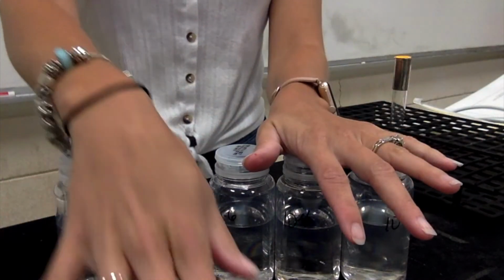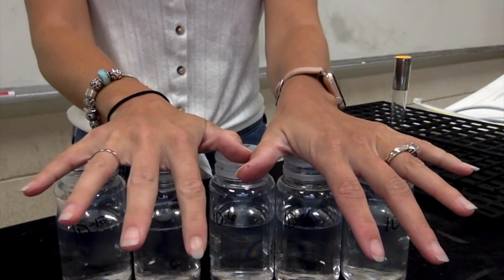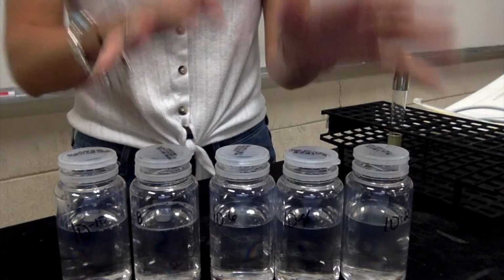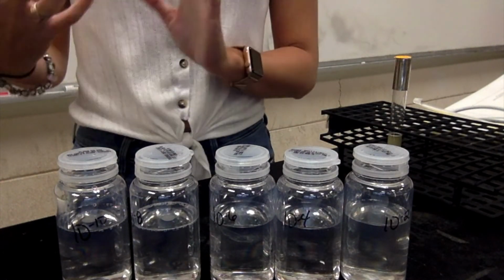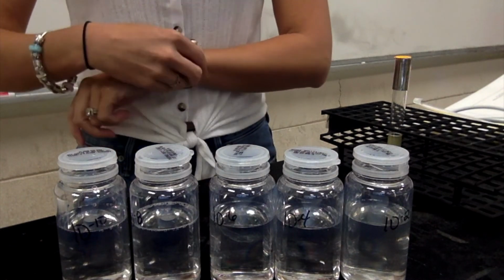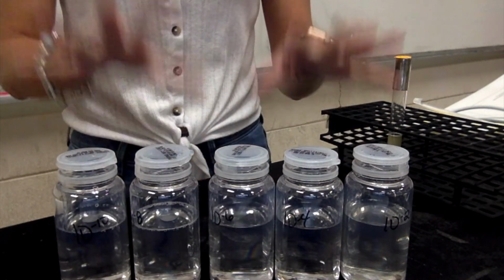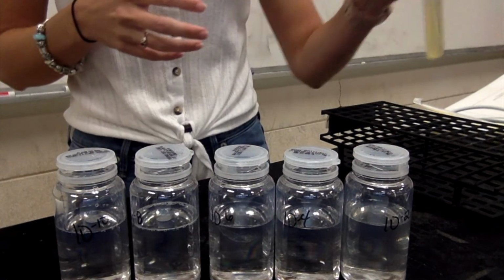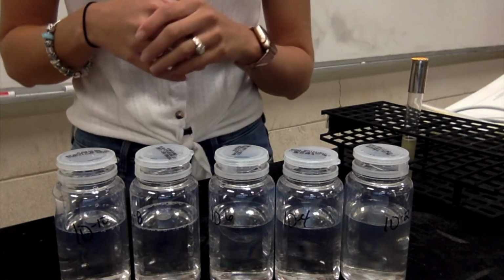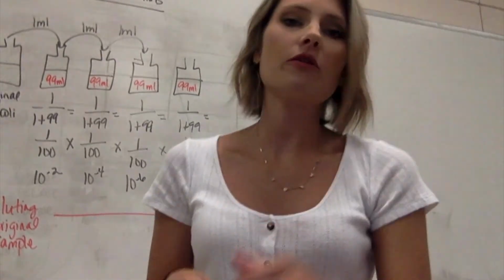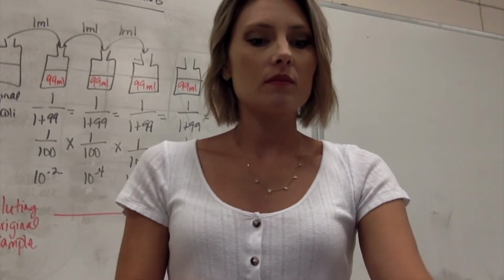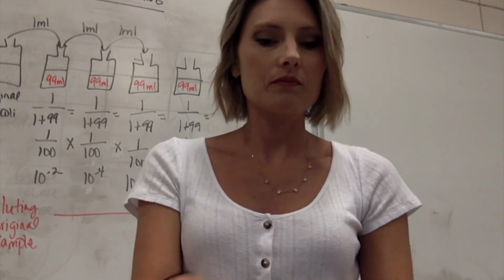So you would do this to make your dilutions, and now once we have our dilutions made, we can move on to doing our MPN and our pour plates. We'll read those results, and then we'll be able to factor in the dilution factor and figure out how many cells were in this original sample. Okay, so I will post a separate video for the MPNs and the pour plates after this one, after the dilution.